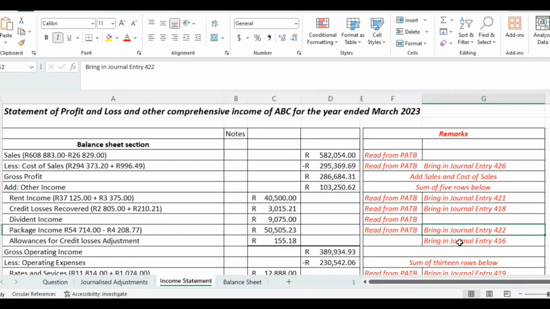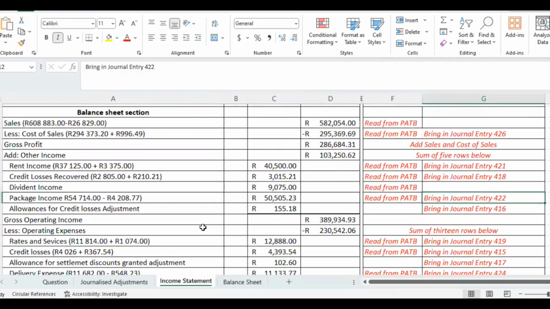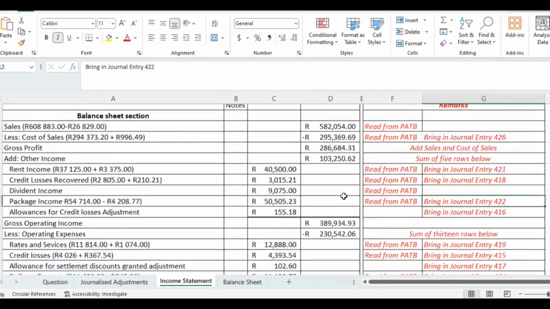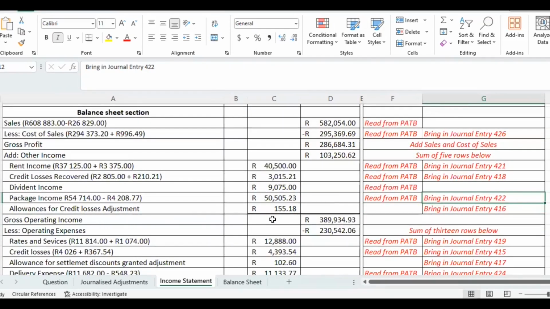And so we brought that in through journal entry 416. Okay, you can go and have a look at that in the previous video. Okay, now we add up these 5 amounts here, we get to 103 Rand. Now, obviously, that other income will be added to our gross profit, and then we get our gross operating income.